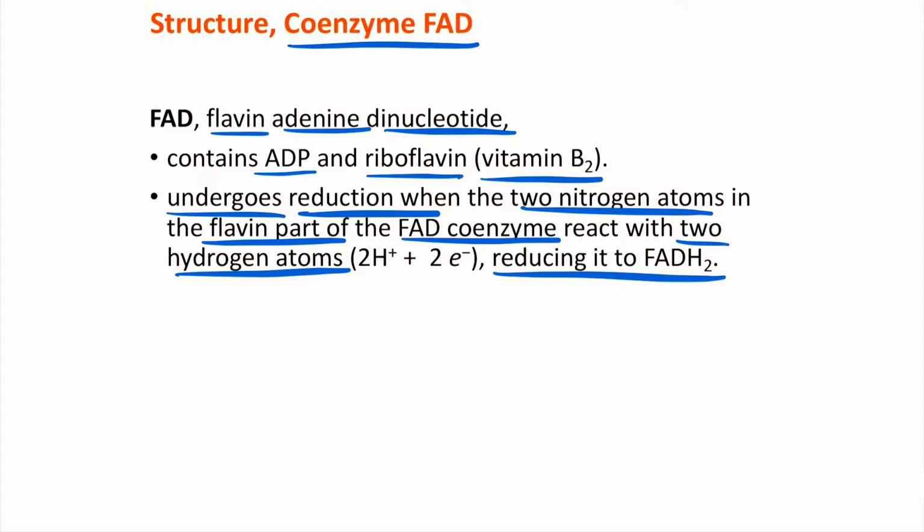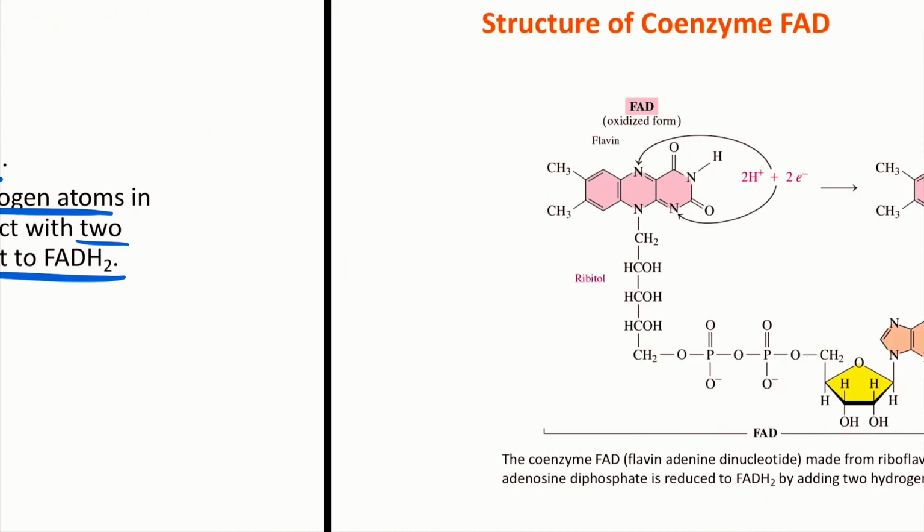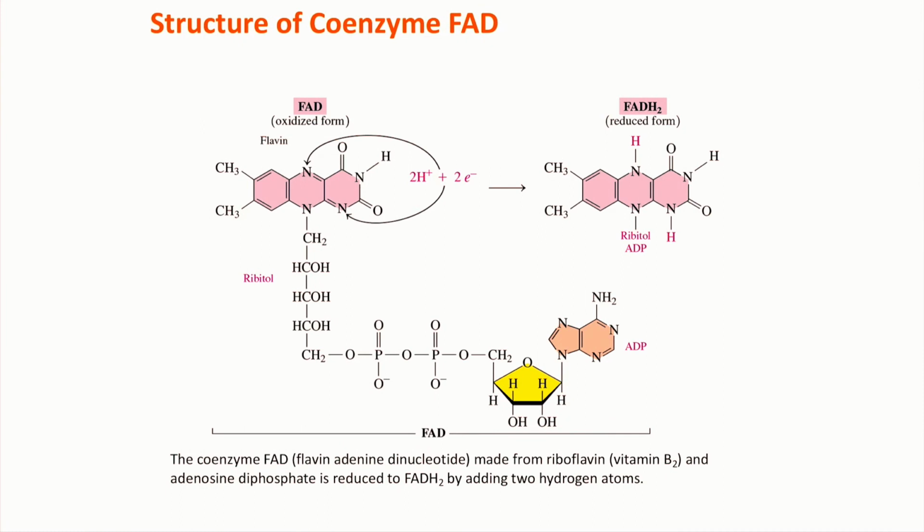So remember that NAD only takes in one hydrogen, but FAD actually takes in two hydrogens. FAD in its oxidized form is not charged. So it can accept two hydrogens on two of the nitrogens, here and here. Once it accepts them, you will see the two hydrogens bonded to the nitrogens here.